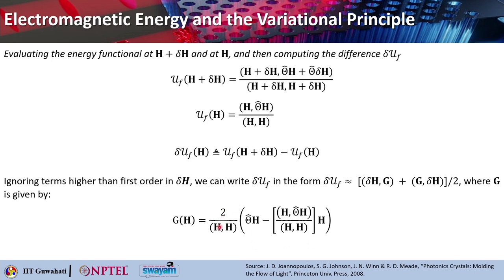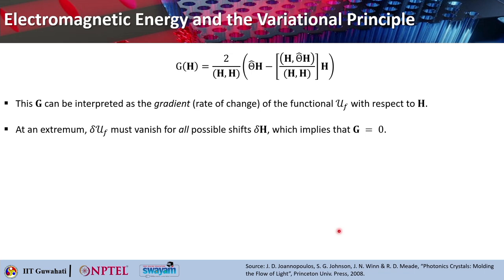So, it is basically 2 divided by the inner product of H with H, and then you have that operator theta cap acting on H, and the ratio of this times H. Okay. So, what is this? This G is interpreted as the gradient, which is the rate of change of the functional UF with respect to H. So, it is written as G of H, the gradient as a function of H.